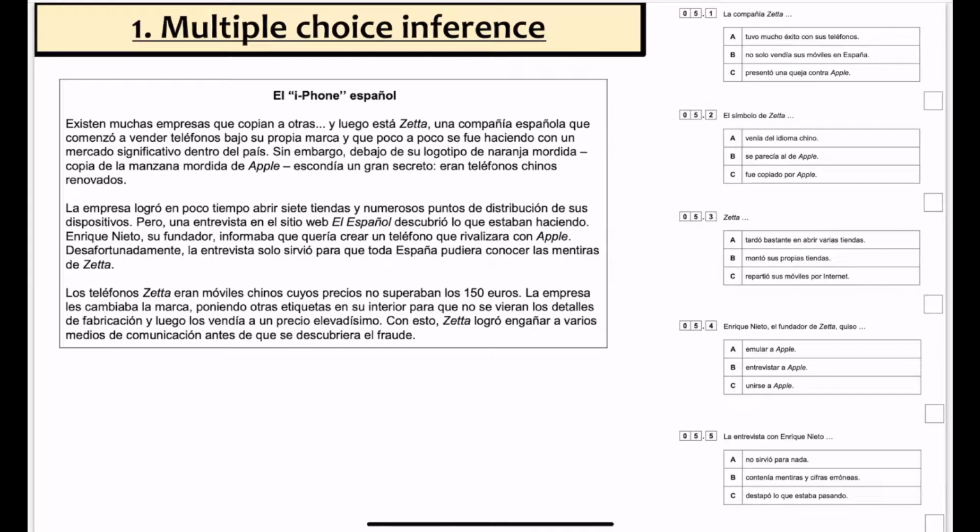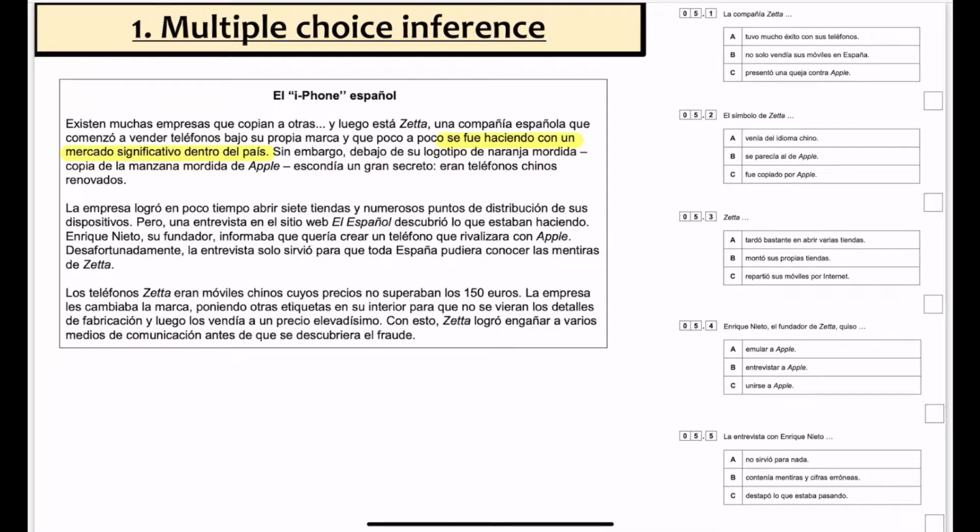Existen muchas empresas que copian a otras. Y luego está Z, una compañía española que comenzó a vender teléfonos bajo su propia marca y que poco a poco se fue haciendo un mercado significativo dentro del país. And here we have our answer. Se fue haciendo con un mercado significativo dentro del país. Began to have a significant market within the country.